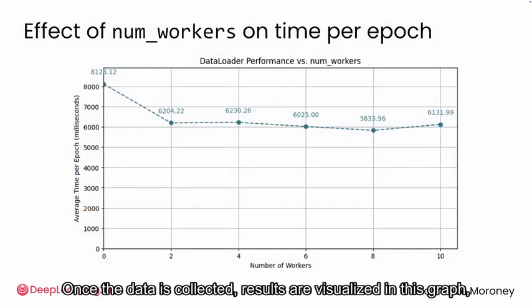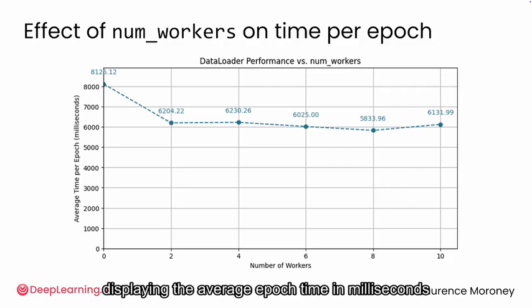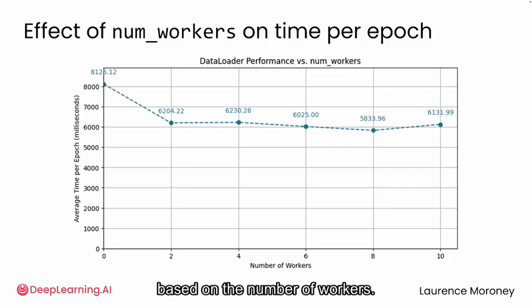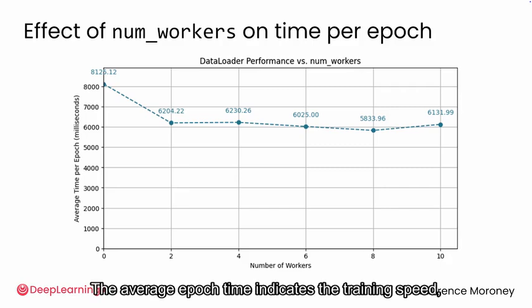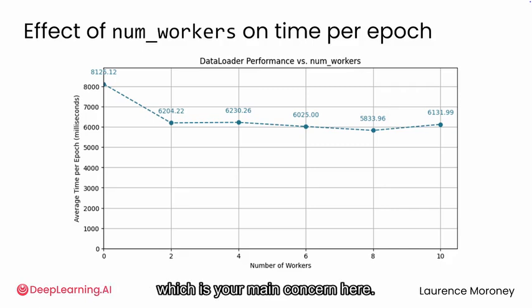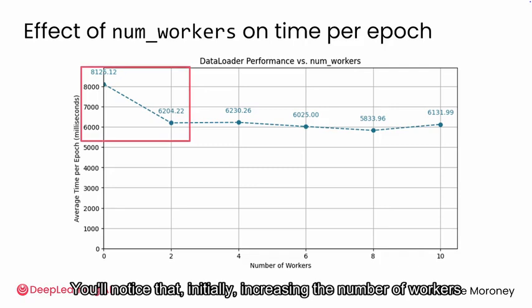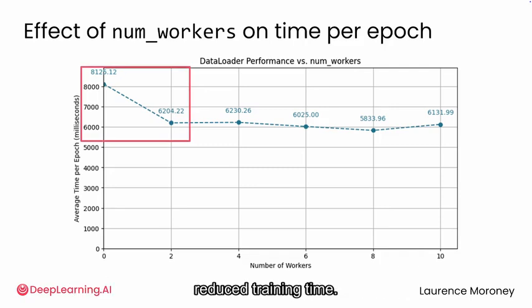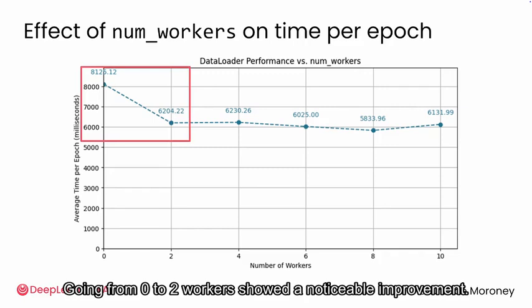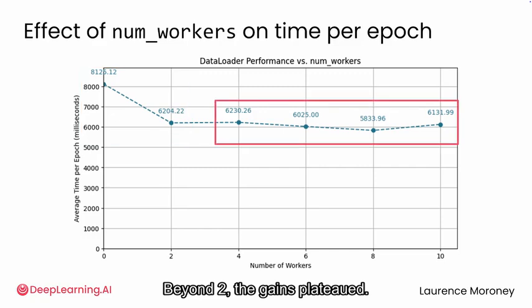Once the data is collected, results are visualized in this graph, displaying the average epoch time in milliseconds based on the number of workers. The average epoch time indicates the training speed, which is the main concern here. You'll notice that initially increasing the number of workers reduced training time. Going from 0 to 2 workers showed a noticeable improvement. Beyond 2, the gains plateaued.